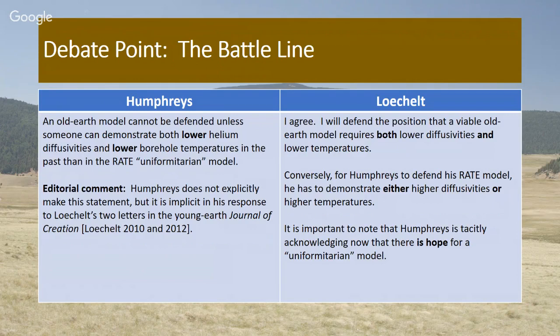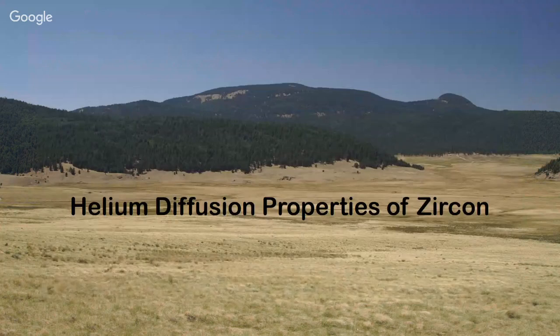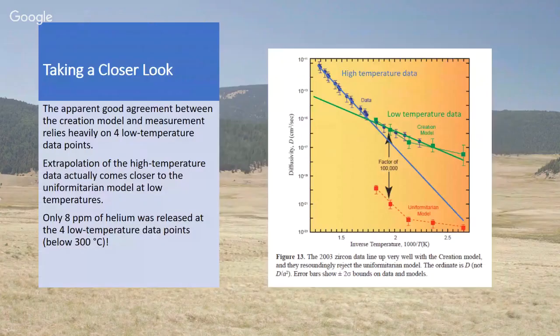Okay, so let's talk about the helium diffusion properties of zircon. And I want to really dissect Humphreys' graph, because this is the iconic graph. This is that one picture that Humphreys will show over and over that is his vindication, his indisputable evidence of the validity of the rate argument.